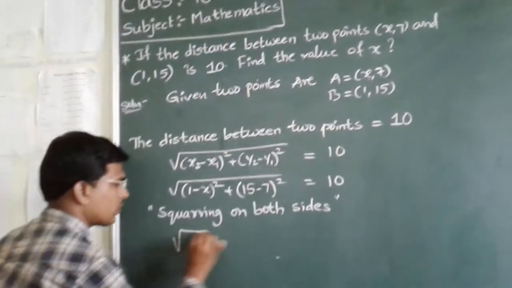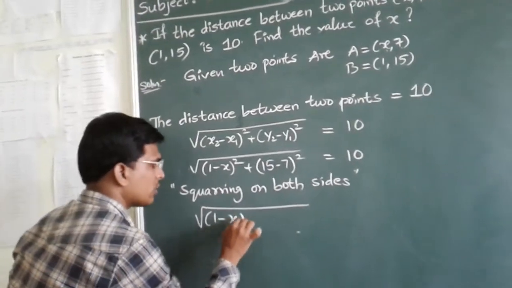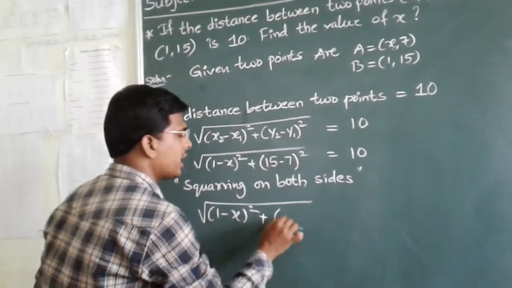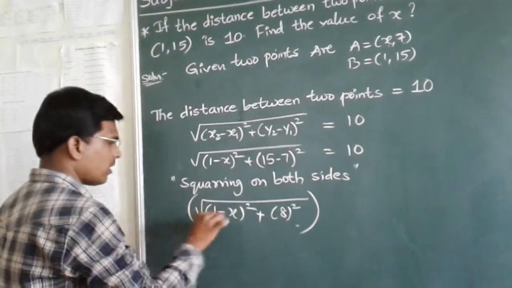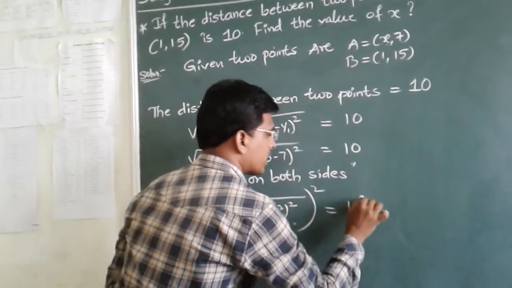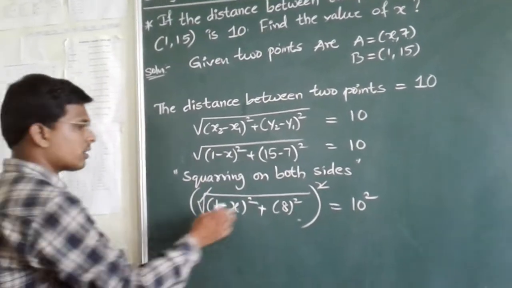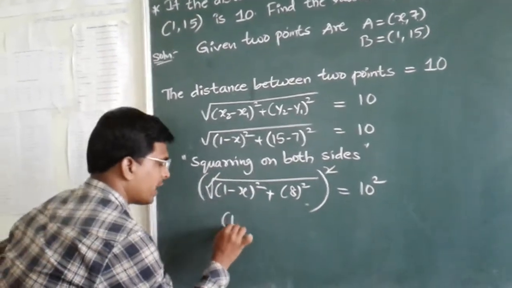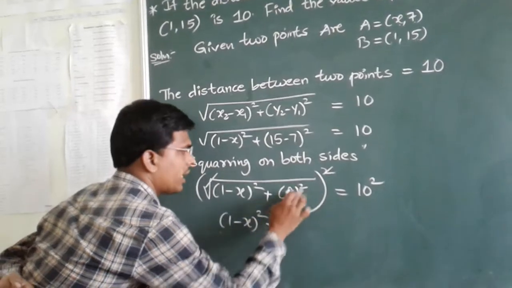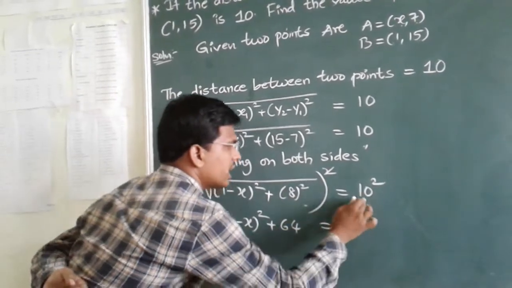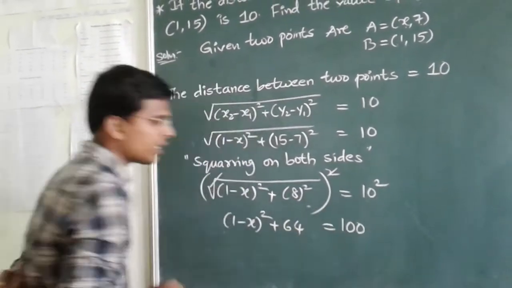So under root of (1 minus x) whole square plus (15 minus 7), that is 8 square, and whole square is equal to 10 square. Now the square and square root get cancelled. So write the remaining terms. (1 minus x) whole square plus 8 square, 64, is equal to 10 square, value 100.